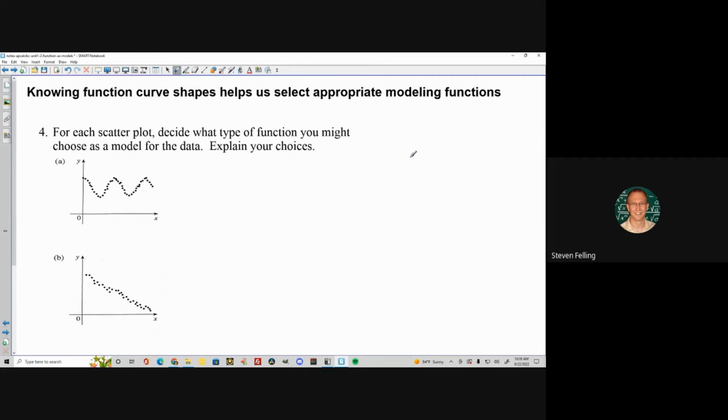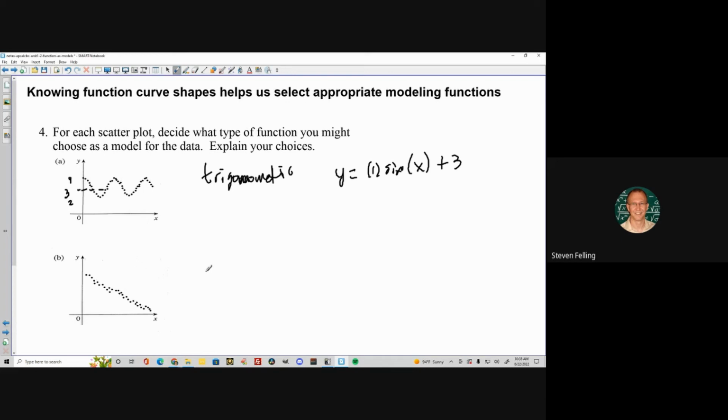Okay, knowing that, for each scatter plot, decide what type of function you might choose as a model. Well, this is periodic, which means I think we should use some form of trigonometric function. Maybe a sine wave shifted up. If I had to guess, let's say for example this is 3, and then we go from 4 to 2. Maybe I could say the amplitude of this is 1. And then we're going to use a sine wave of x, and then we'll just shift it up by 3. So a sine function is going to be able to model that.